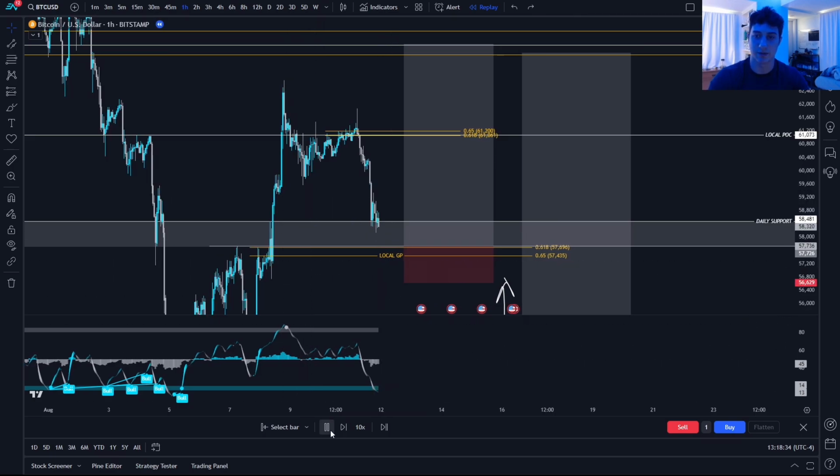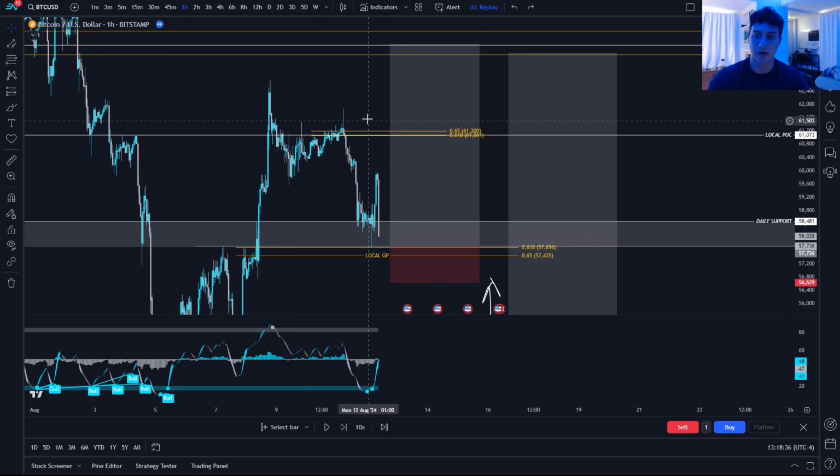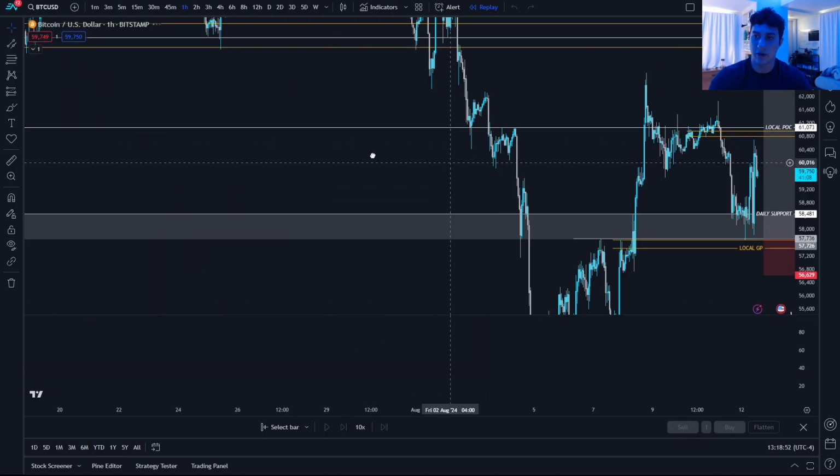So we're gonna let price play out here a little bit more. Okay, you can clearly see price went a little bit lower, tagged into our long position here. And I'll explain how we're gonna get into it in just one second. And now we are continuing up.